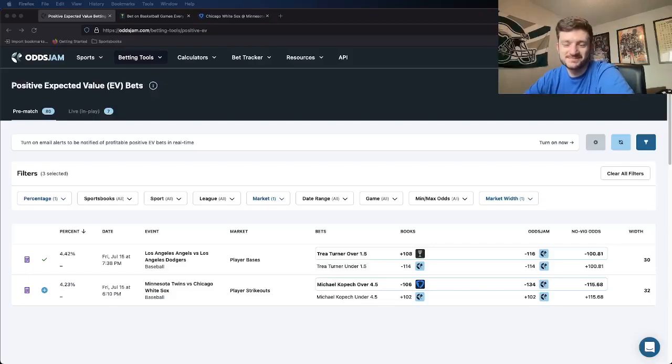Hey, what's up, guys? Matt MLB with OddsJam here, and I have two really awesome MLB player props for you guys that I wanted to talk about. Found them both using the OddsJam Positive Expected Value page. Confirmed they were both good plays using the OddsJam Props app.